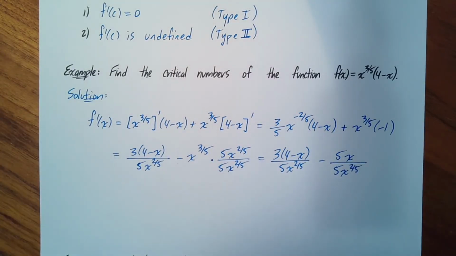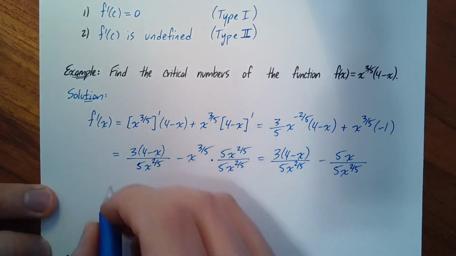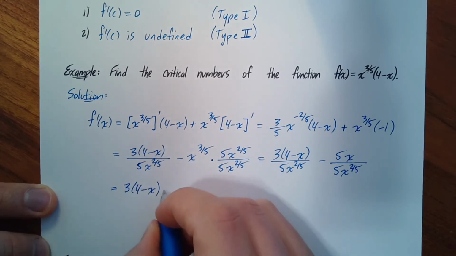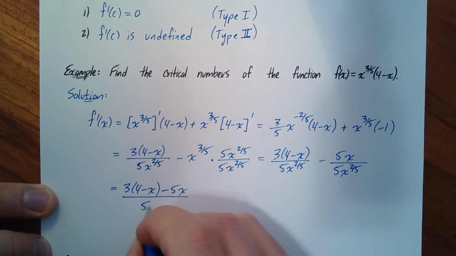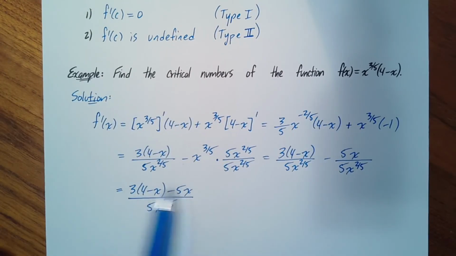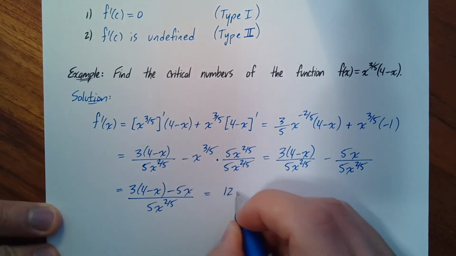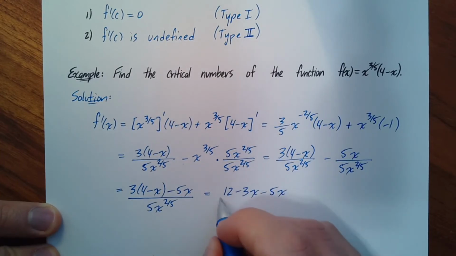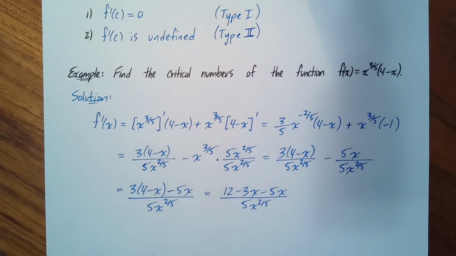All right, so good. We got a common denominator here, right? We can actually just say this is going to be equal to 3 times 4 minus x minus 5x all over 5x to the 2 over 5. And now we can just clean up the numerator. So let's multiply the 3 into the brackets. So we'll get 12 minus 3x minus 5x all over 5x to the 2/5.